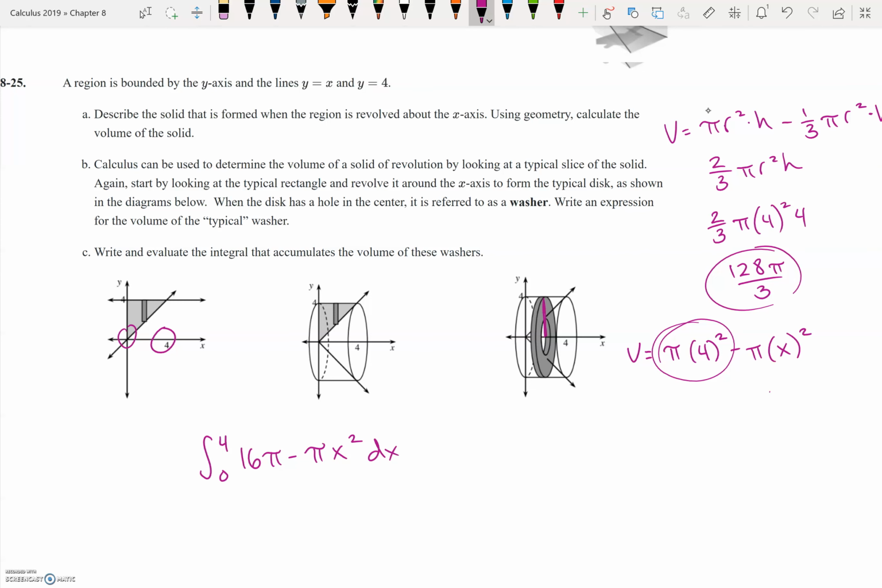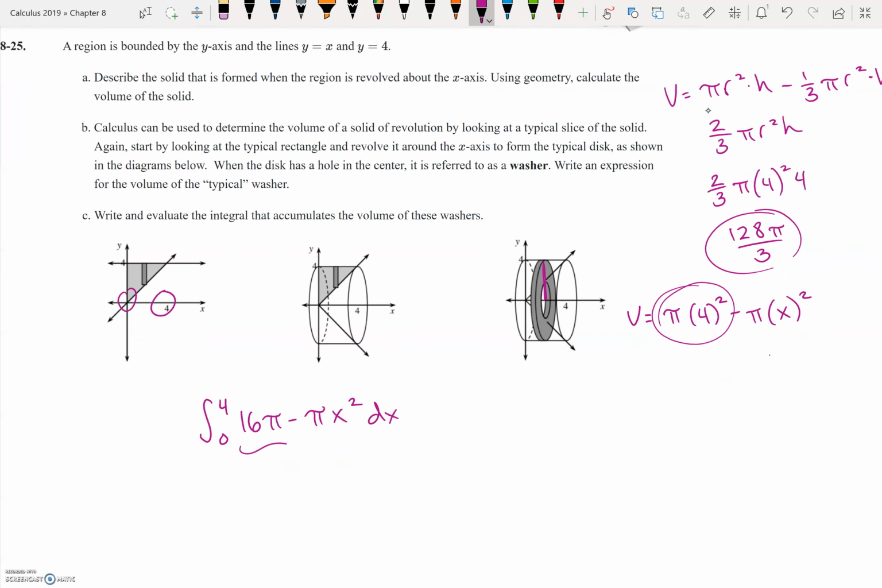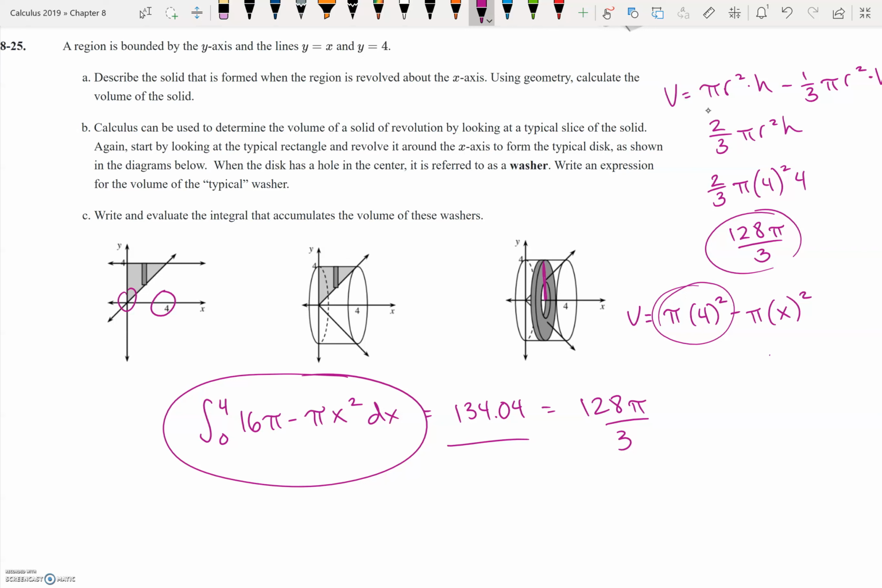And now we're going to just put that into our calculator, so you could literally just type this in there and calculate the integral, which will give us approximately 134.04. If we take that number and we divide it by pi, and divide it by 3, we will end up getting the same number. We'll get 128 pi over 3. But I want you to go ahead and plug that into your calculator to make sure that we get the same value. So go ahead and pause, make sure that all makes sense.